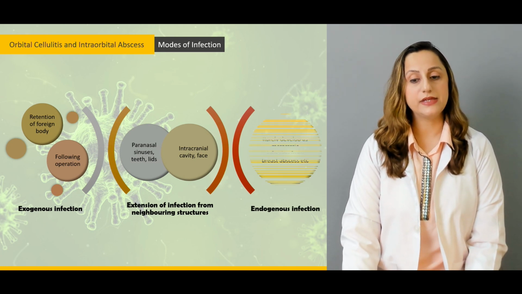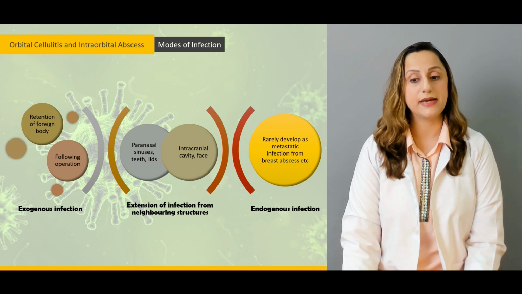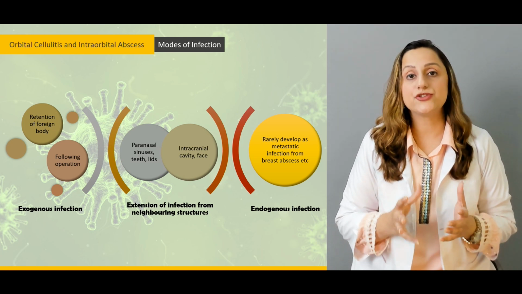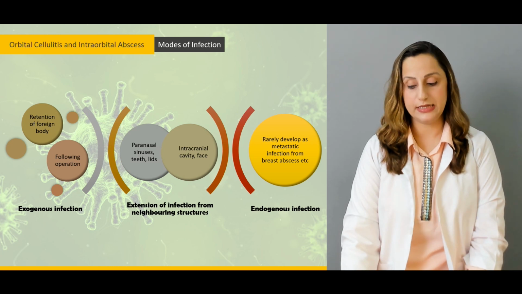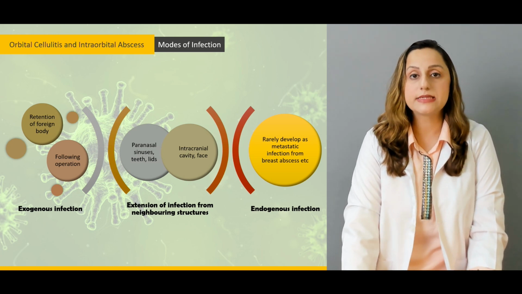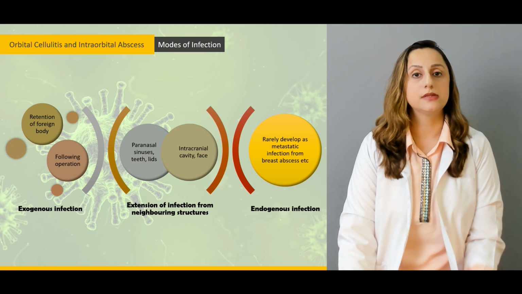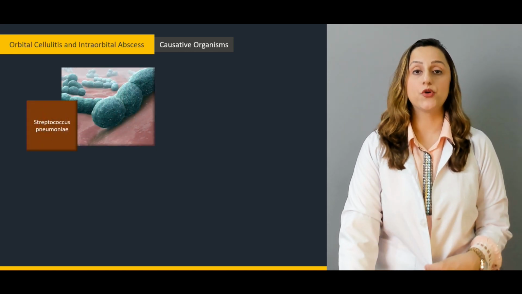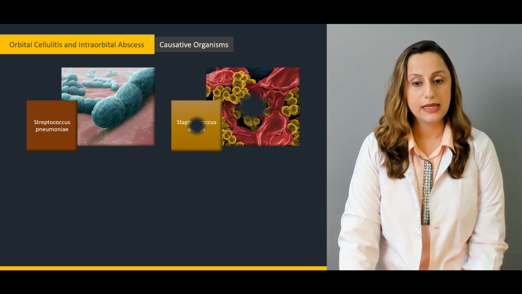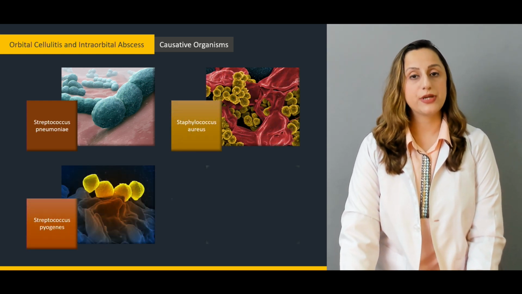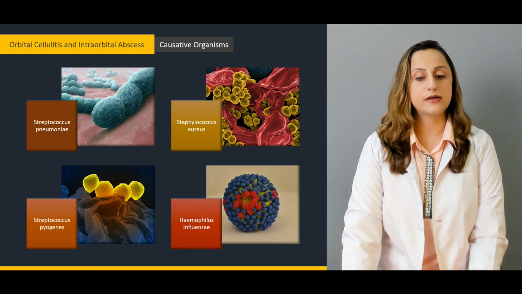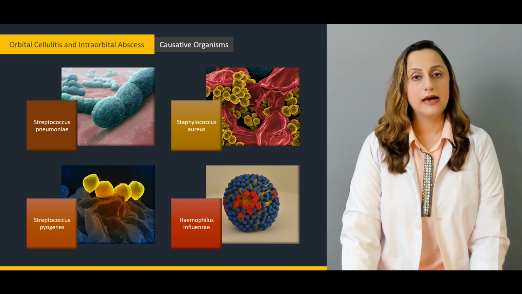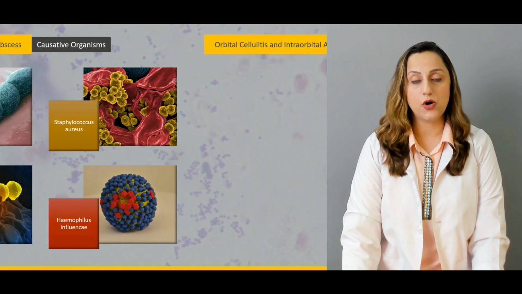On the other hand, we have endogenous infections that rarely develop as metastatic infections from brain abscesses. So sometimes infections can travel quite remotely, enter the orbital cavity and finally result in an orbital abscess or orbital cellulitis in these patients. The causative organisms here would be Streptococcus pneumoniae, Staphylococcus aureus, Streptococcus pyogenes, and Haemophilus influenzae. These can be the causative organisms that eventually flare up orbital cellulitis.